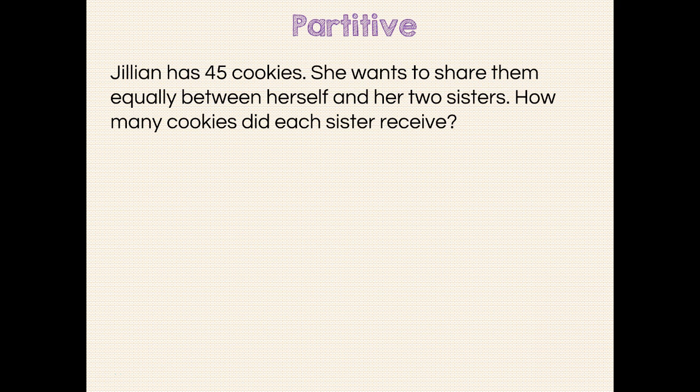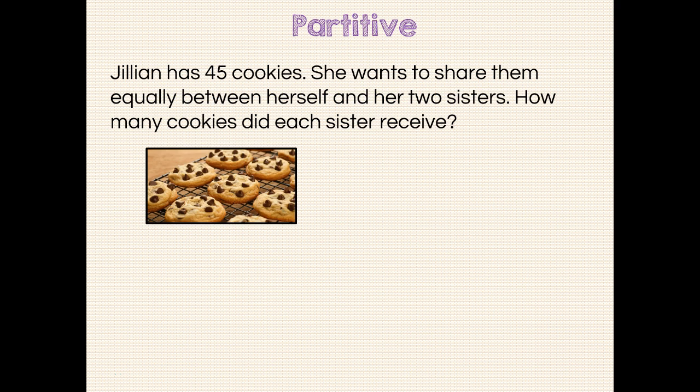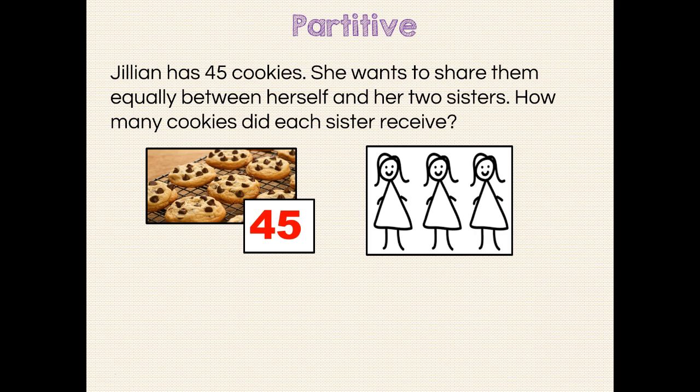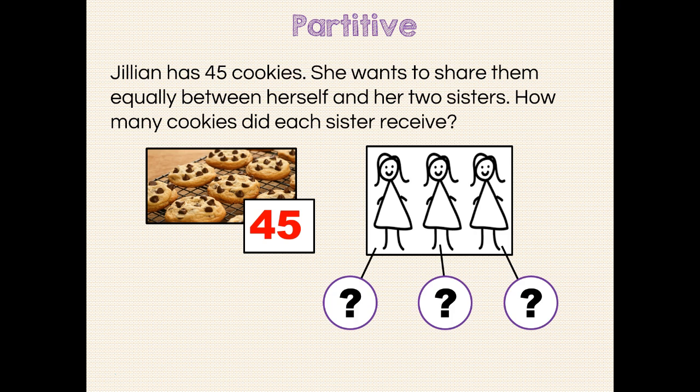Let's look at an illustration for a partitive division problem. Jillian has 45 cookies. She wants to share them equally between herself and her 2 sisters. How many cookies did each sister receive? We know how many groups there are, the number of sisters, and we're trying to find out how many parts are in each group, how many cookies each sister will receive.